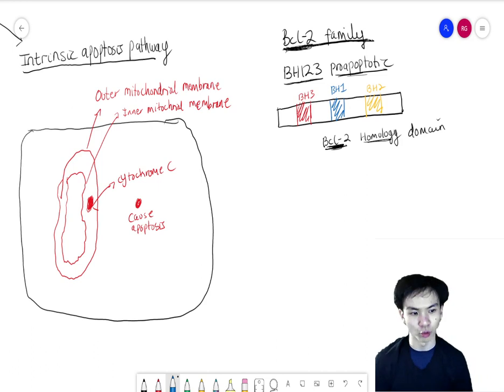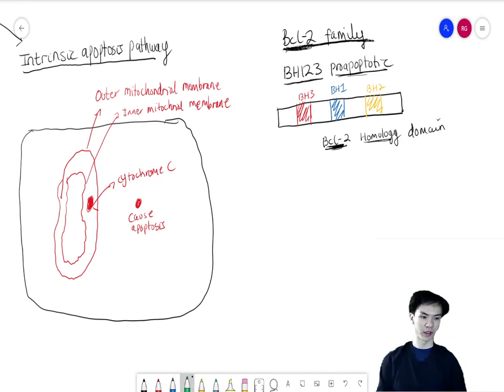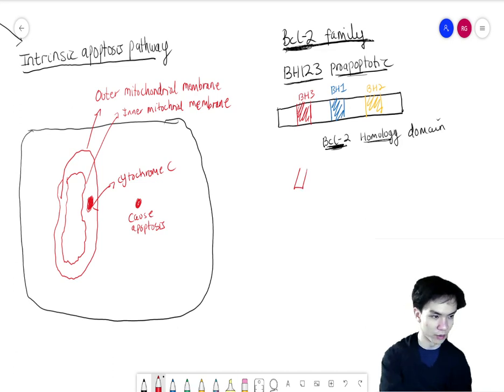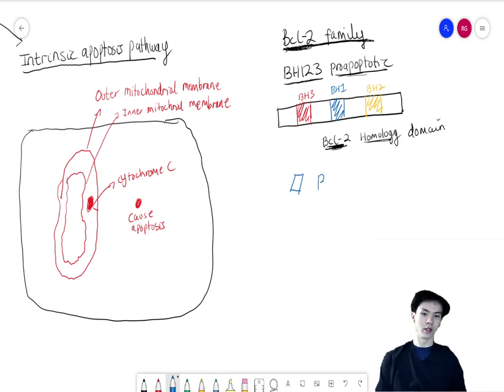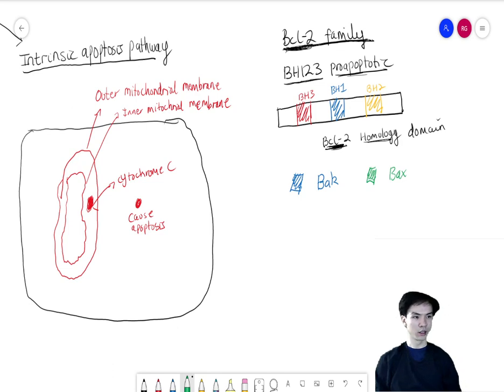And what these pro-apoptotic proteins will do, and there are two different proteins we'll talk about from the BH3 123 family, I'm going to represent them in blue. I'm going to represent your Bak protein in blue, and I'm going to represent your Bax protein in green. These two proteins are members of the BH3 123 pro-apoptotic family. They're pro-apoptotic, so they're going to trigger apoptosis.